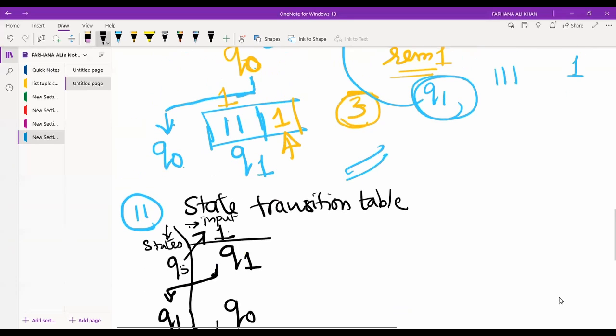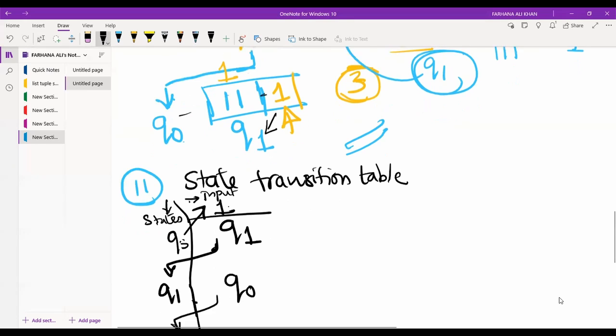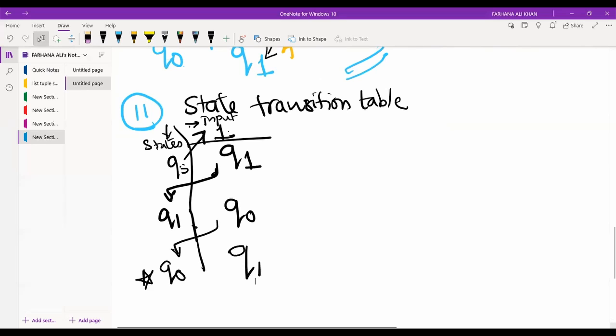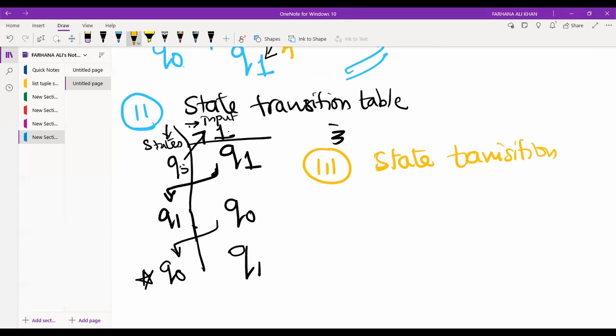So Q0 with the next bit 1 goes to the Q1 state. So I am going to mark here, this is going to Q1 state. Okay, so this is all about the state transition table. The next step in the TCS method is the state transition diagram. So here I'm going to draw the state transition diagram.